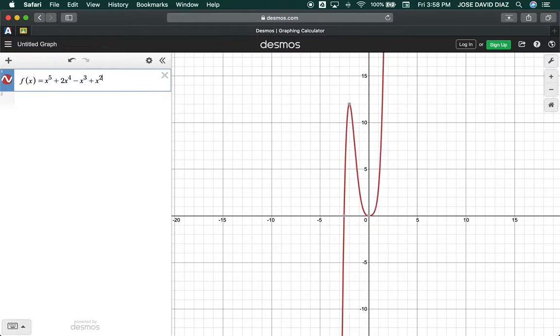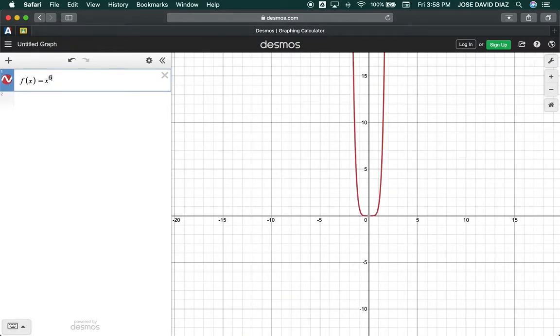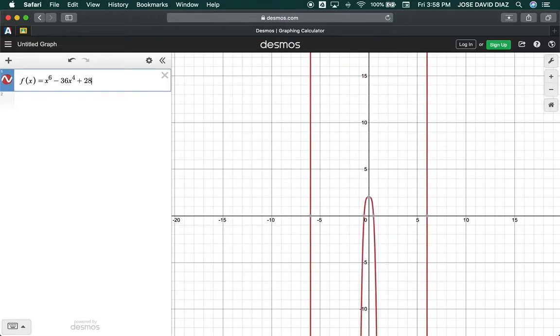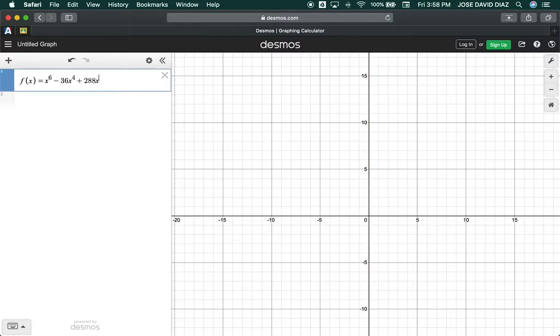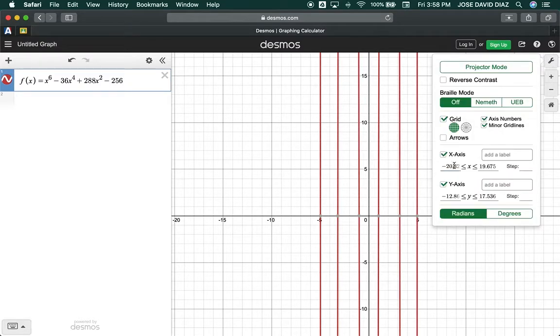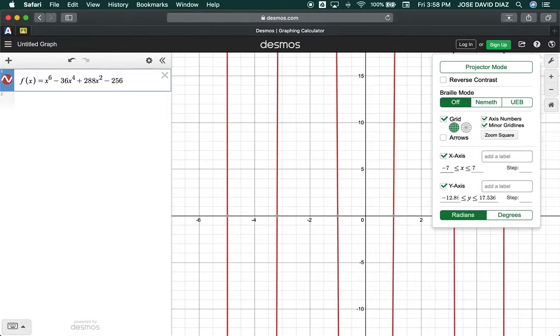So let me just erase. So x to the power of 6 minus 36 x to the power of 4 plus 288 x to the power of 2 minus 256. And then here you have to do the same thing. You go into the toolbar, and then I'm just going to copy what we did. So -7 to 7, and you see the little red, that means I have an error.